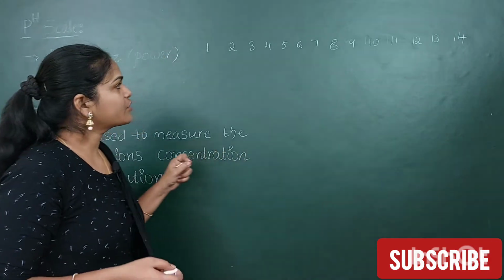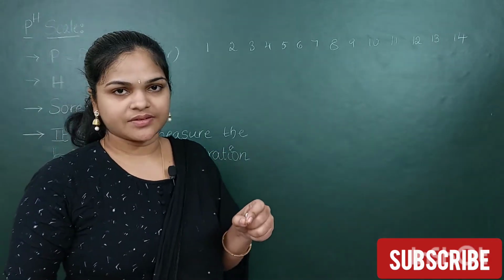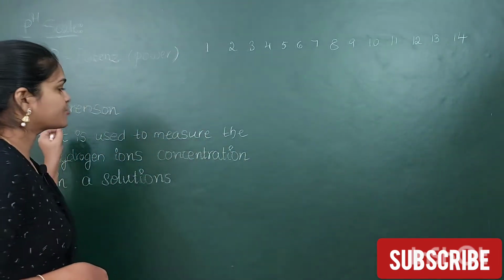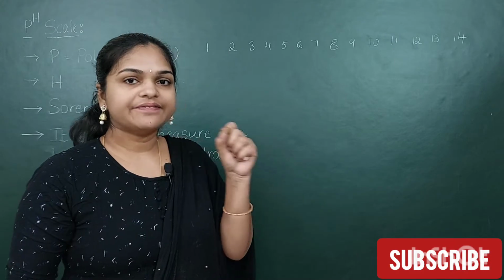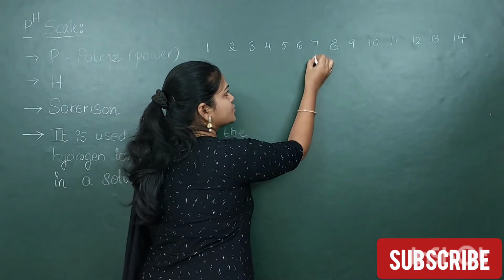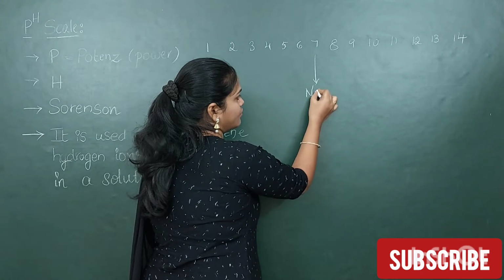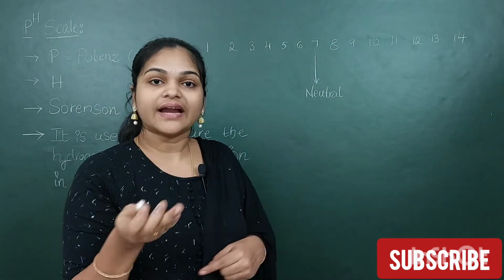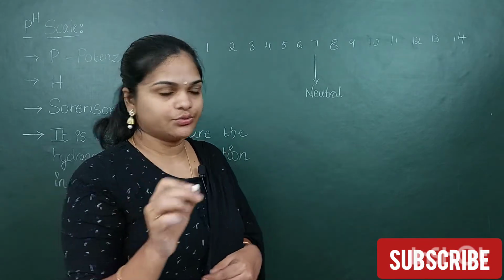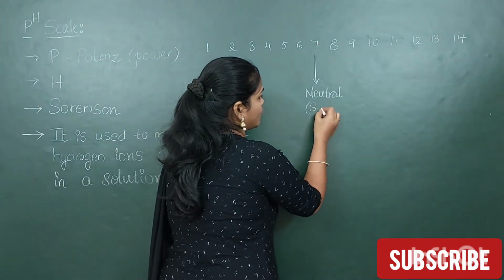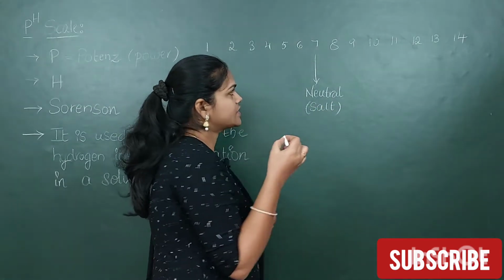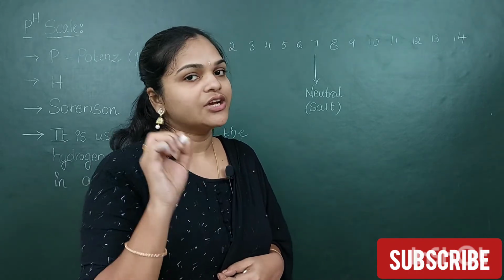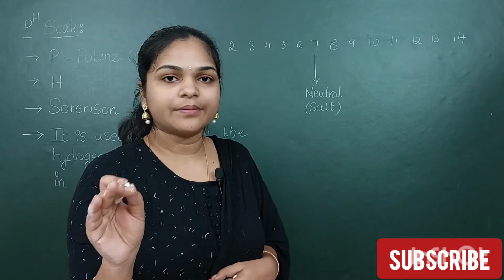When you measure the pH value of a solution, if the value is 7, it is neutral. If the pH value of that solution is 7, it is neutral. Neutral means it is a salt. If the pH value of a solution is 7, it is neutral, and neutral is nothing but salt.